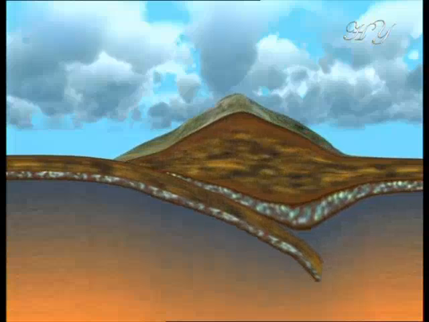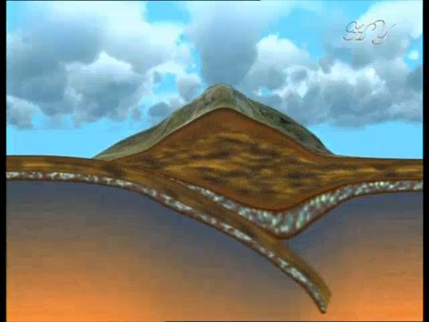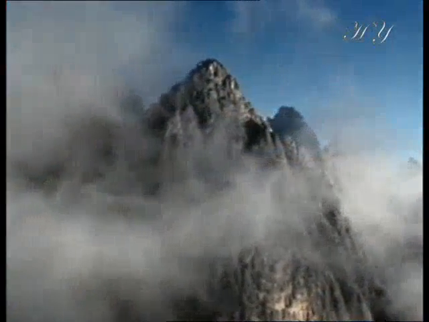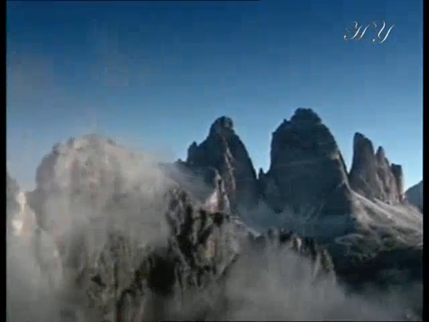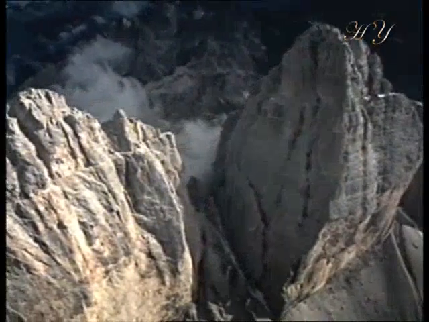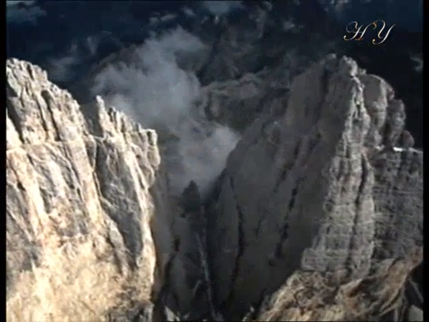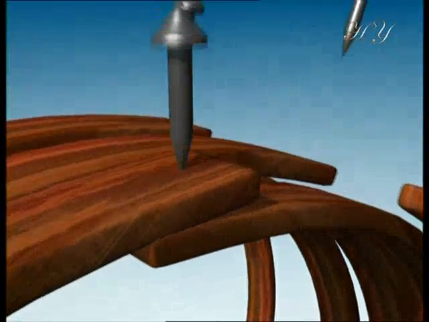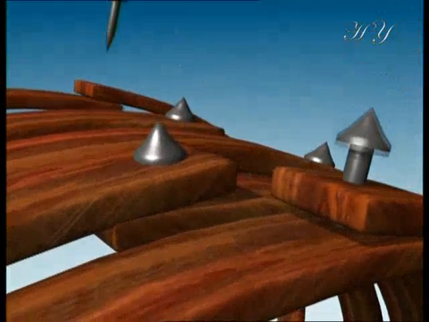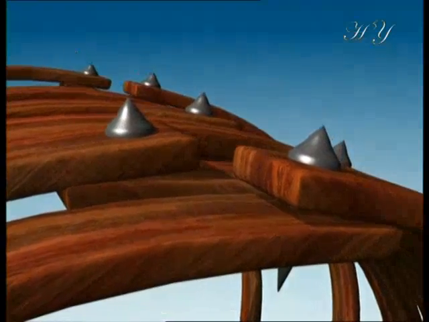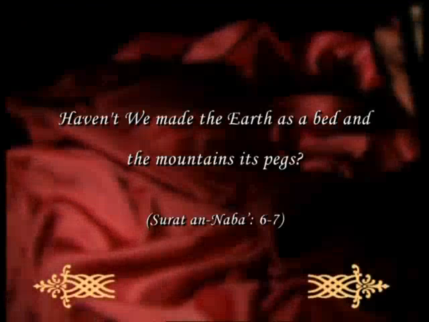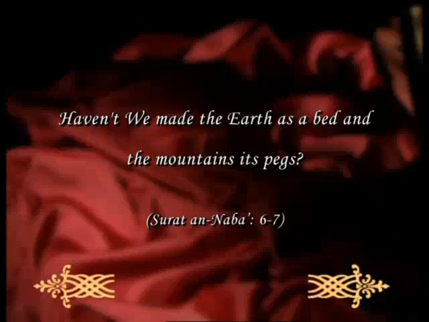Thanks to their roots, mountains fix the Earth's crust. Therefore, they prevent any sliding over the magma layer or amongst the layers themselves, and also prevent major earth tremors. With these features, mountains can be compared to nails holding strips of wood together. God tells us in the Qur'an, "Haven't We made the earth as a bed, and the mountains its pegs?"